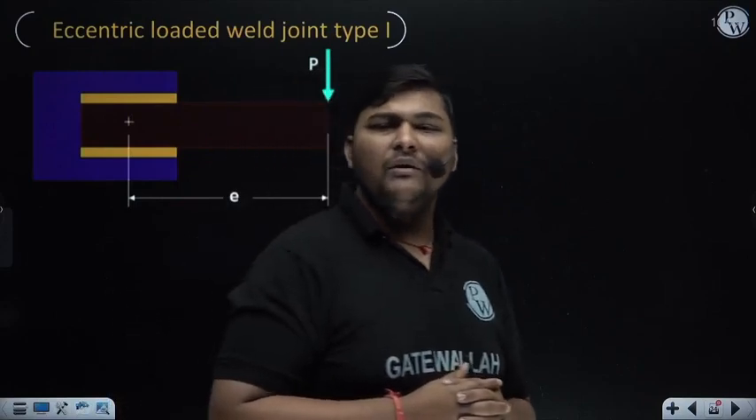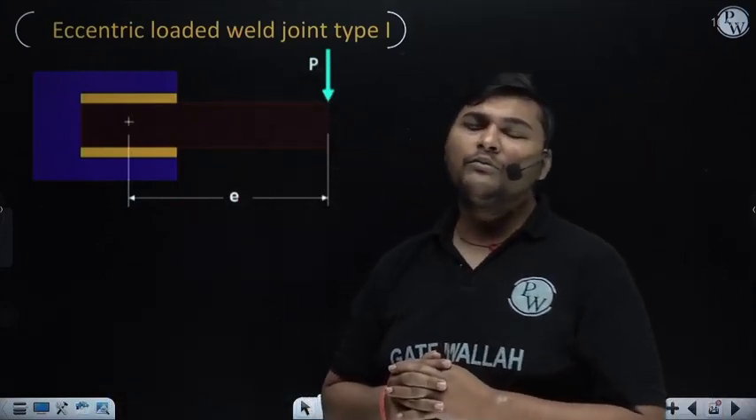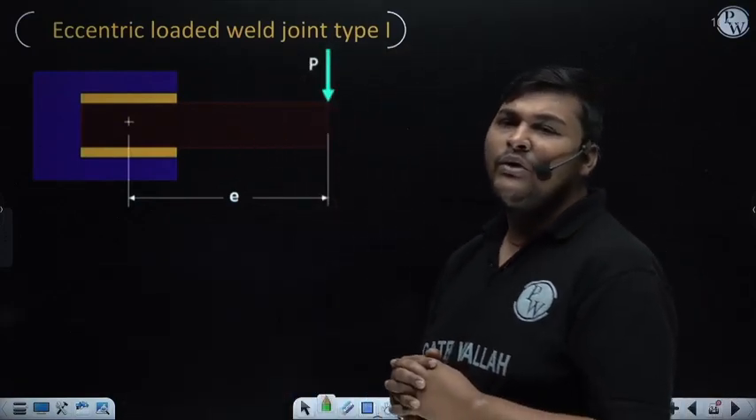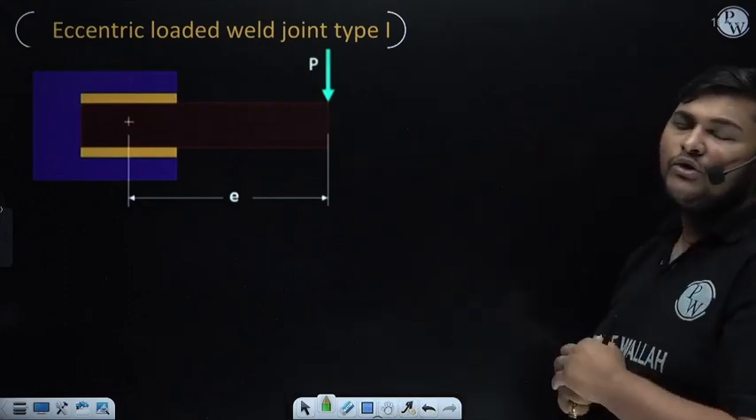So students, now we'll discuss eccentric loaded weld joints. In this case we'll discuss two types: one is type 1 and another is type 2. First we are discussing the eccentric loaded weld joint of type 1. So it is an eccentric loaded weld joint of type 1.